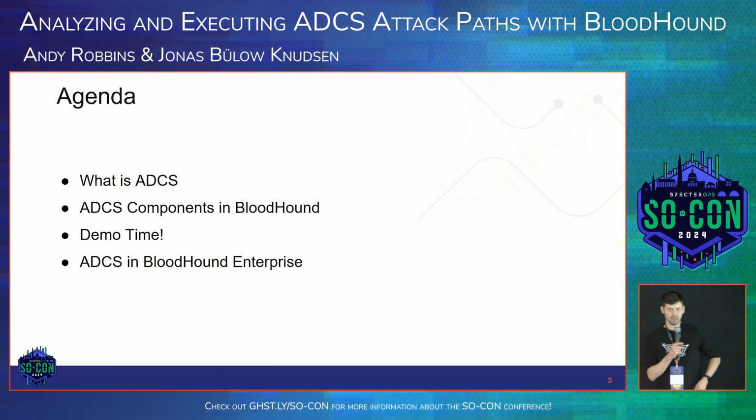Here's our agenda, what we're going to be talking about. First, we will explain what is ADCS. By a show of hands, who knows what that stands for? Who has configured ADCS? Who has attacked ADCS? Great. So lots of familiarity, but we'll be going through some of the basics as well so that we're all on the same page. We'll also talk about the ADCS components and how they are materialized in BloodHound. We'll do a demo. And then at the very end, we'll have a brief comment about how BloodHound Enterprise materializes ADCS attack paths and makes things easier for defenders.